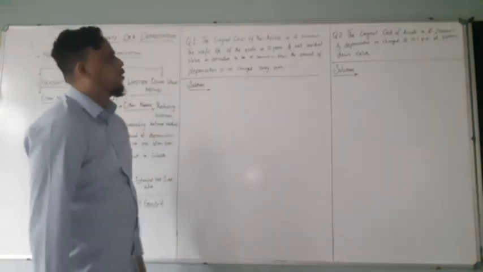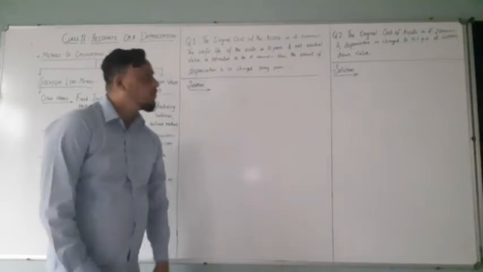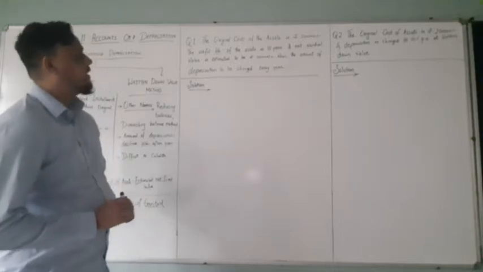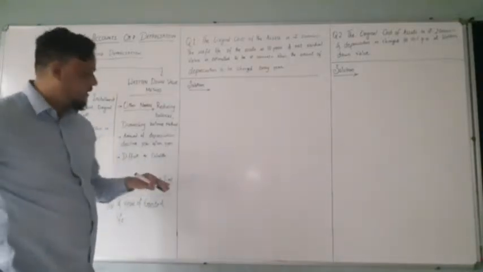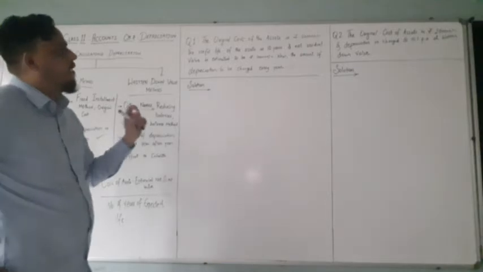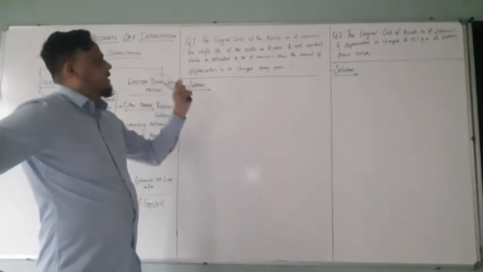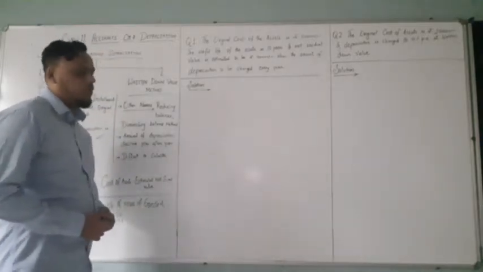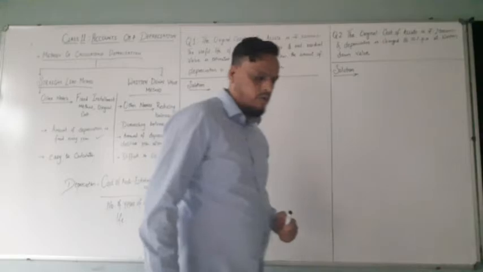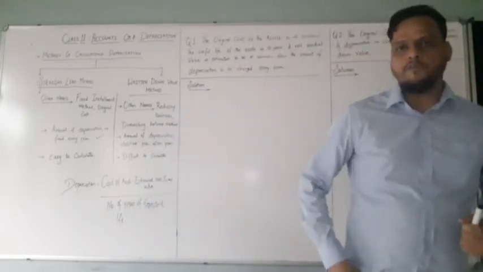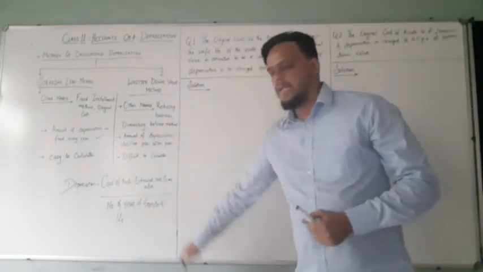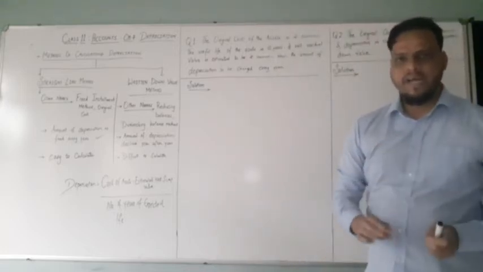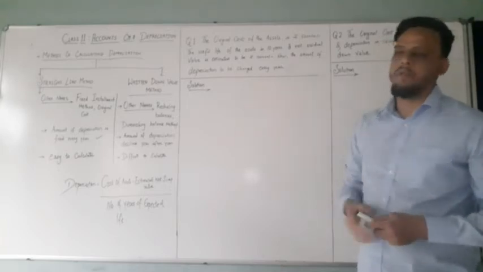Question number 1. The original cost of the asset is 5 lakh. The useful life of an asset is 10 years, and the net residual value, which means net scrap value, is estimated at 1 lakh rupees. Now, what is the amount of depreciation to be charged every year? Here we have to make 2 different formulas. One is this, and another I will show you while doing the solution. Whatever information we have, we write over here and then apply the formula.